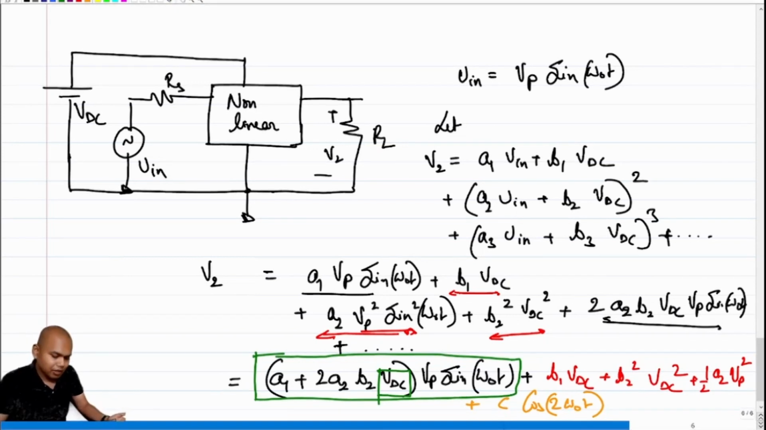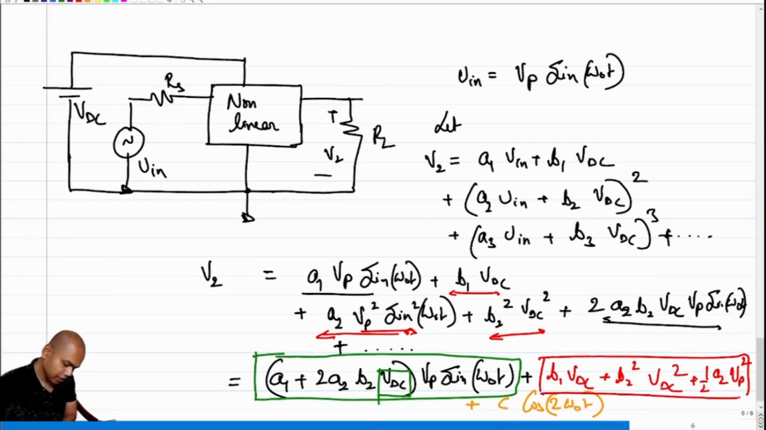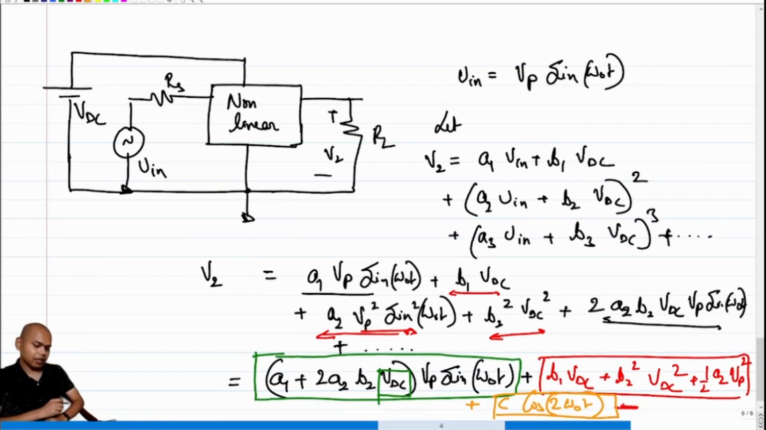In other words, we can also say that it is possible to transfer the power from the DC source, from zero frequency, to omega naught. Okay, so what are the other terms? This term that we see here is DC, right? And this last term here is a cosinusoid at twice the frequency, right?